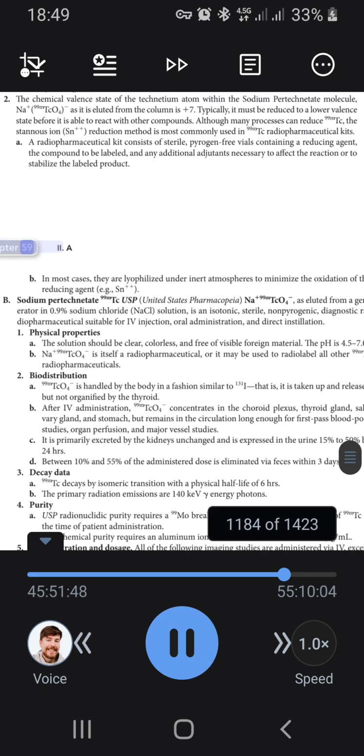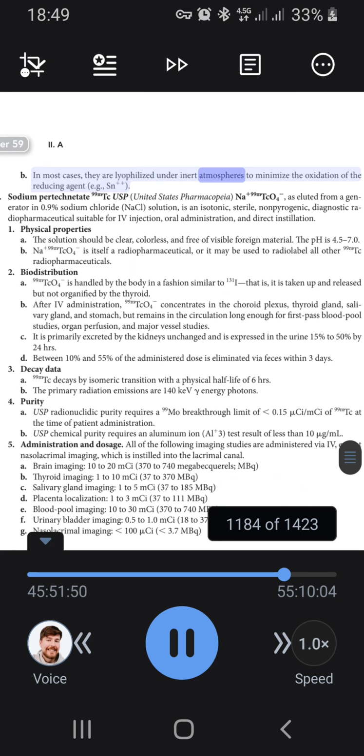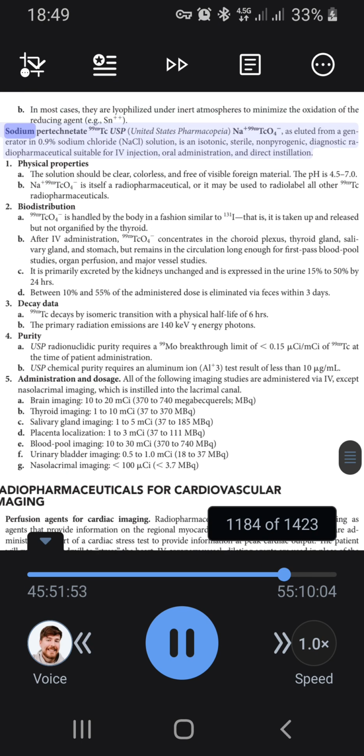In most cases, they are lyophilized under inert atmospheres to minimize the oxidation of the reducing agent, for example, Sn(II). B. Sodium pertechnetate 99mTc USP, United States Pharmacopeia, Na 99mTcO4, as emitted from a generator in 0.9% sodium chloride (NaCl) solution, is an isotonic, sterile, non-pyrogenic, diagnostic radiopharmaceutical suitable for IV injection, oral administration, and direct instillation.